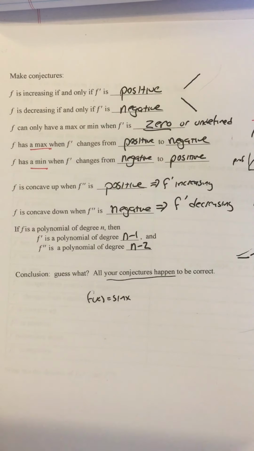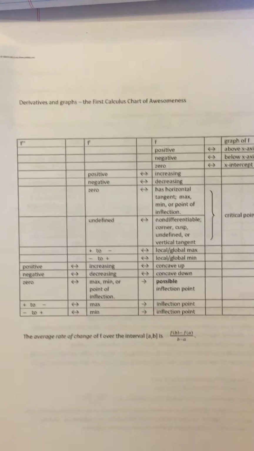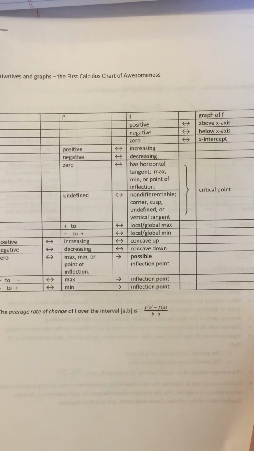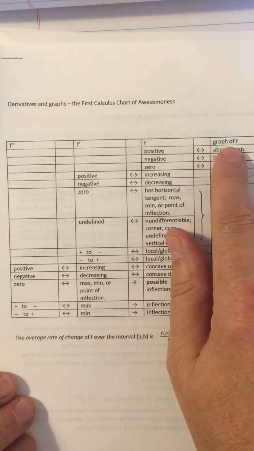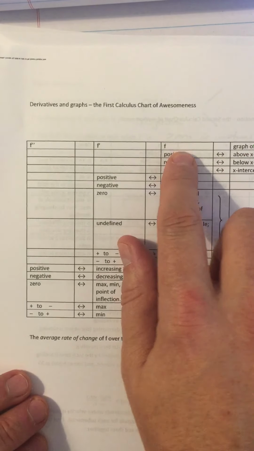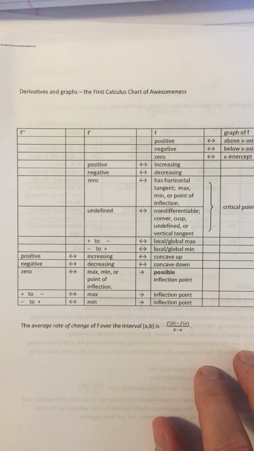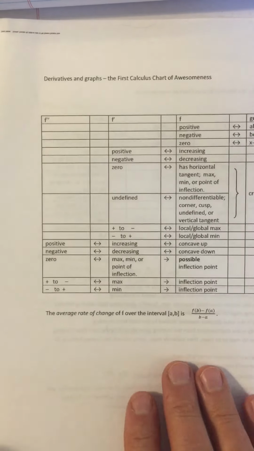All right, so I decided you are ready for this. The calculus chart of awesomeness. It is attached to this lesson now. And what this chart does is it tells you what the graph of f is doing, what the function f is doing, what f prime is doing, and what f double prime is doing, and how they're all connected. So a lot of the things that we observed as conclusions to this sheet are summarized here.